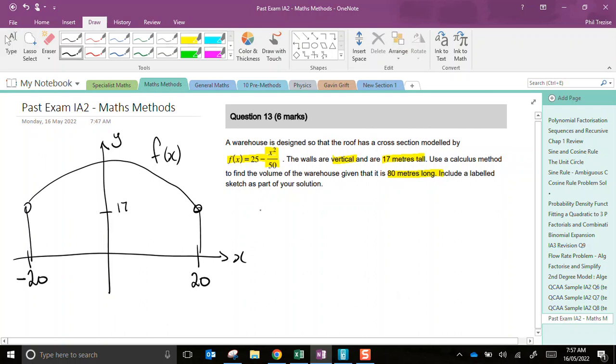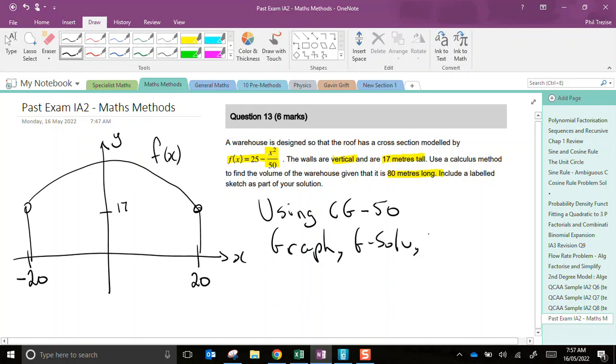Now I better make a note of how I did that. So I was using my CG50 calculator. I went to the graphing app. Then I went gsolve. Then I went x calculation and I set y equal to 17 and the calculator gave me back that x equaled plus or minus 20.